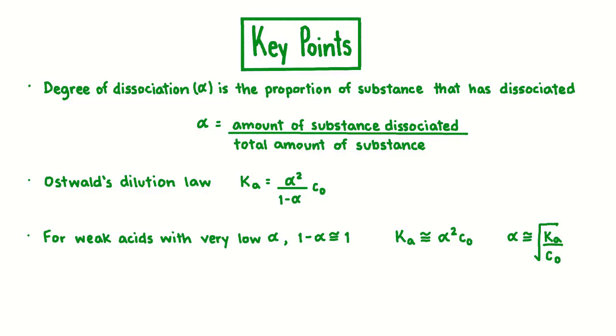The degree of dissociation is inversely proportional to the square root of the acid concentration, so increasing the concentration of the acid will decrease the degree of dissociation and vice versa.